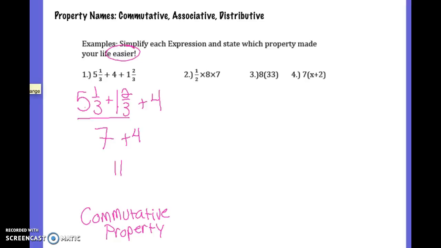Number 2, I think it would be easier, instead of multiplying left to right, let's put some parentheses or group together the 7 and the 8. Oh, group! That means associative property.